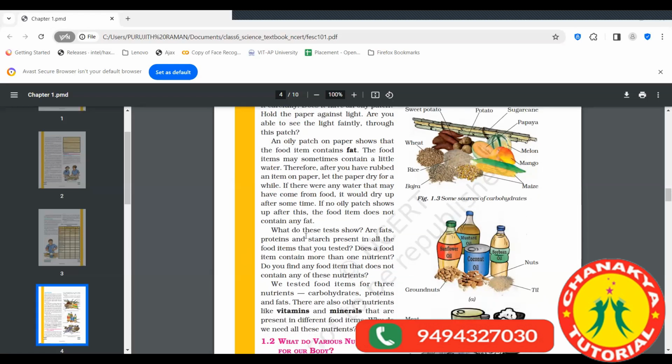So what do these tests show? Are fats, proteins and starch present in all the food items that you tested? Does a food item contain more than one nutrient? Yes, ma'am, obviously yes. You have a plenty of variety of nutrients in all the food items. So you cannot just say it has only carbohydrates or only protein. If you take any food item, it will have a variety of nutrients, not only one.